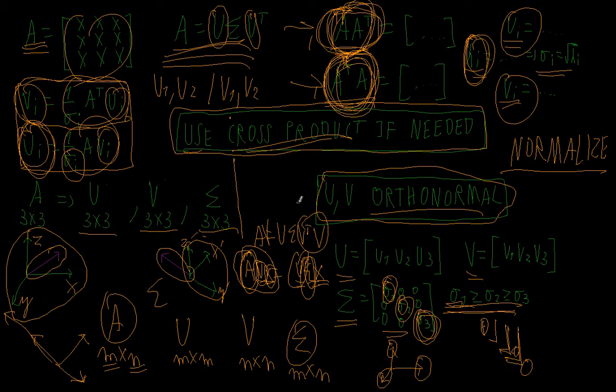So again, I couldn't find a 3x3 matrix where the eigenvalues and eigenvectors are simple, and that's why I just did the general procedure. So maybe it was a useless video. I don't know. I still hope that you could learn something from it.